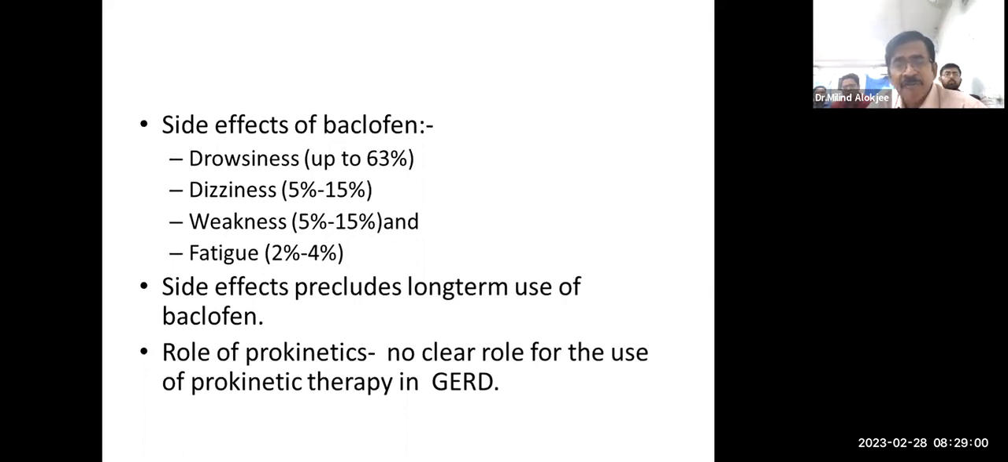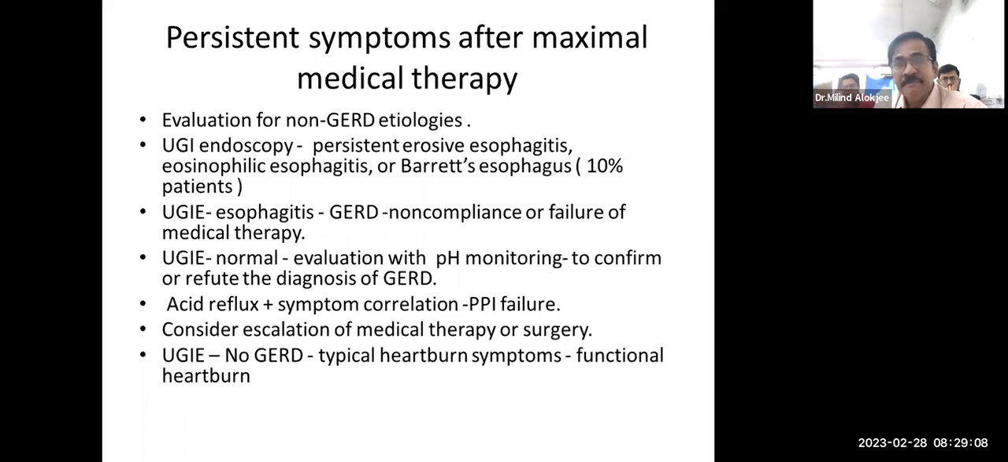We are in the habit of using a lot of prokinetics, but it is observed that there is no clear role of prokinetics in the treatment of GERD. So, how do you assess patients who are symptomatic even after maximal medical therapy? These are the patients who need evaluation for non-GERD etiologies. These are the patients who need upper GI endoscopy to exclude other diseases like esophagitis or Barrett's esophagus.